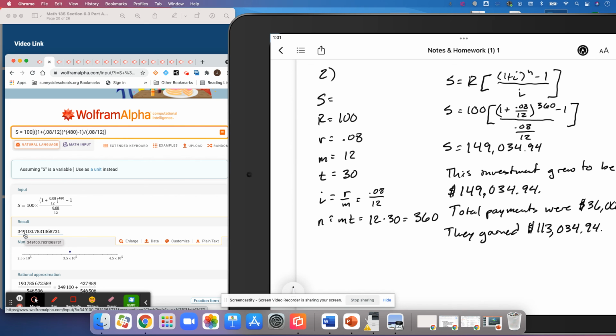And so again, everyone, a relatively small contribution over a long period of time turns into a gigantic payoff. And that's pretty cool.